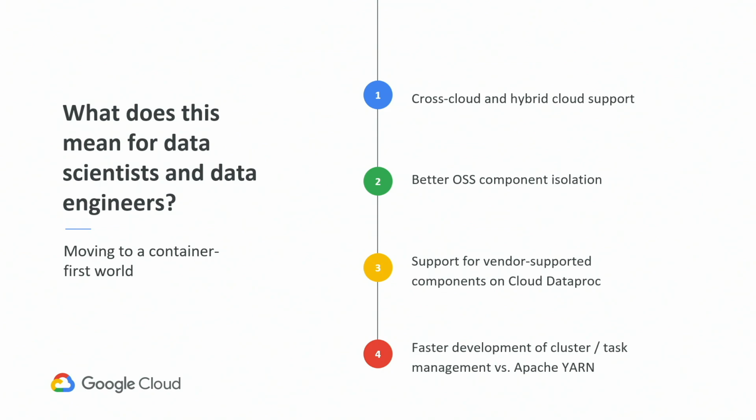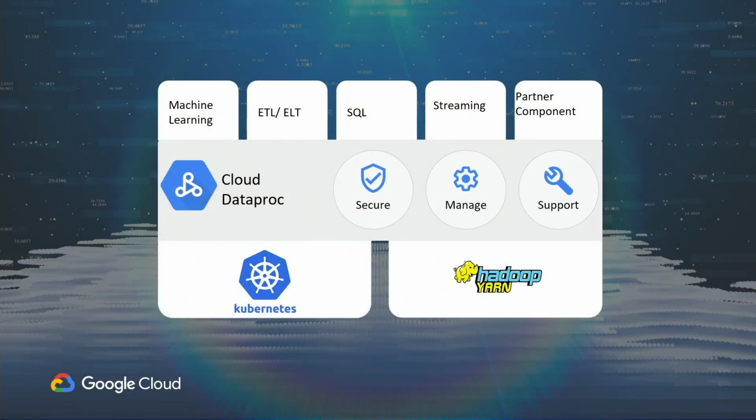And fourth, we see that Kubernetes is moving a lot faster than YARN and the YARN-based world. And we want to expose a lot of the primitives, like autoscaling and cluster healing, in Kubernetes to the open source components. What it means for Cloud Dataproc as a service is that we want it to be that unified control plane that offers management, security, logging, and monitoring across both YARN and Kubernetes clusters.